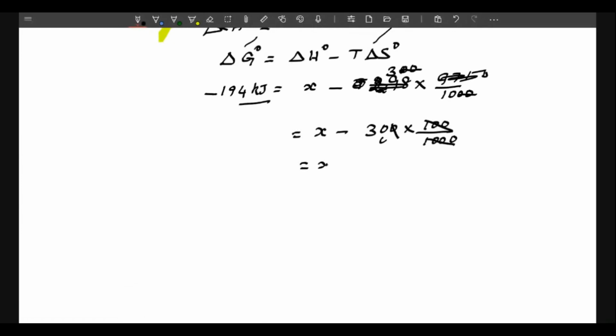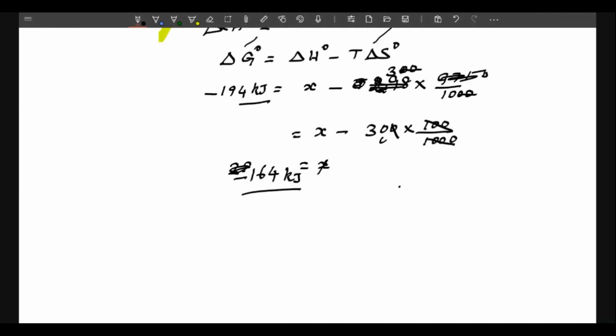Therefore, delta H naught is equal to, bring it to the other side, you will get plus, and minus 164 kilojoule. So much amount of heat energy is released, delta H naught is equal to that. You can easily calculate it this way.